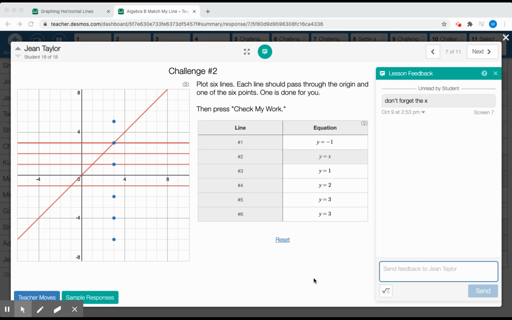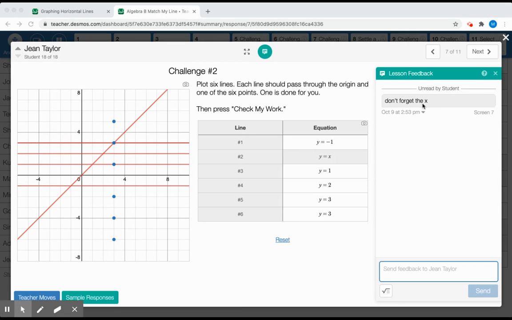Hi, class. I don't know if you remember, on Friday we did a Match My Lines challenge. And one of the interesting misconceptions that came up was this one that you're looking at right here. So the goal was to get a line to go through the origin and then through each one of the points. But many of you ended up graphing horizontal lines. And you'll notice what the equation looks like where those horizontal lines are graphed.